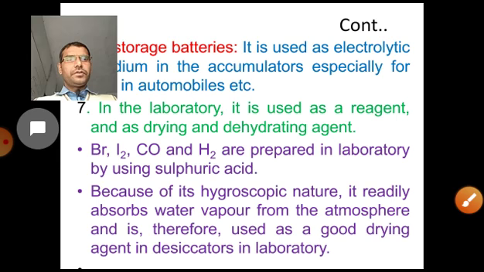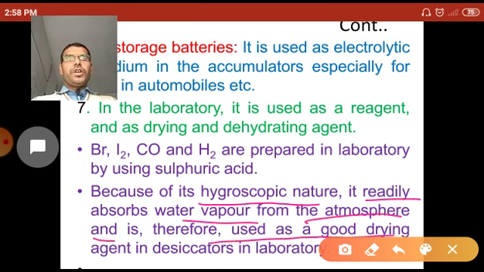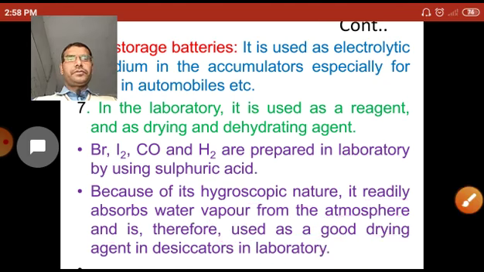Now why is sulfuric acid used as a drying agent? Because it is hygroscopic in nature and readily absorbs water vapor from the atmosphere, it is therefore used as a good drying agent in a desiccator in the laboratory. So due to its hygroscopic nature, it is used as a good drying agent in the laboratory.